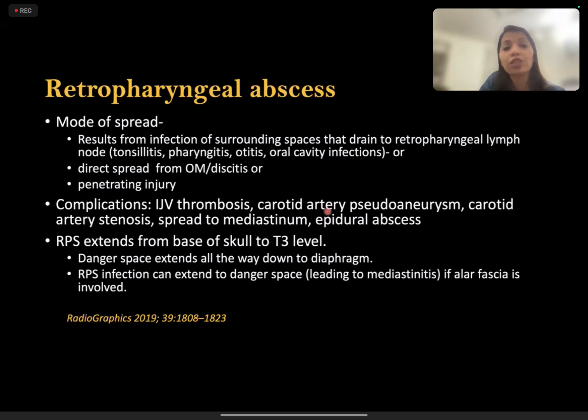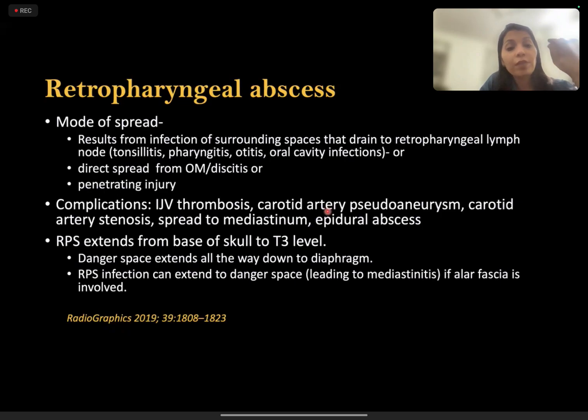So complications can be IJV thrombosis, carotid artery pseudoaneurysm, carotid artery stenosis. For example, in our case, the infection had spread to the carotid space. In that case, it can lead to carotid artery stenosis, pseudoaneurysm, and then it will lead to stroke, and can also lead to intracranial hemorrhage. If the infection spreads inferiorly, it can lead to mediastinitis, and we nicely saw the epidural abscess in our case on the MRI.